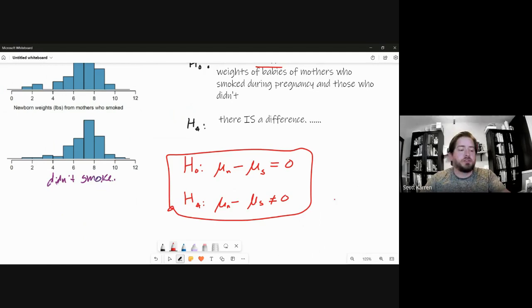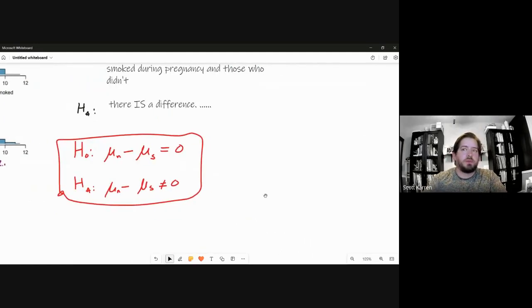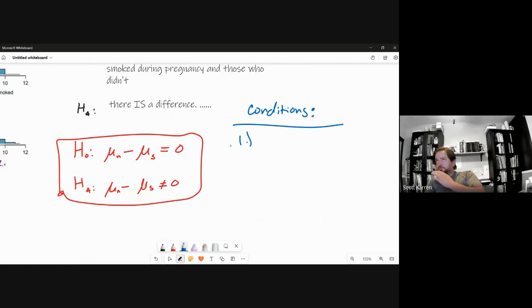We want to check the 2 conditions to make sure that we can run this test. Condition 1. Because this data came from a simple random sample, you'll see that as SRS, right? This came from a simple random sample.